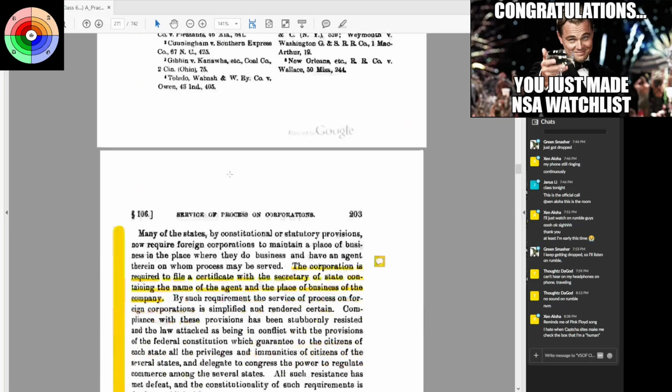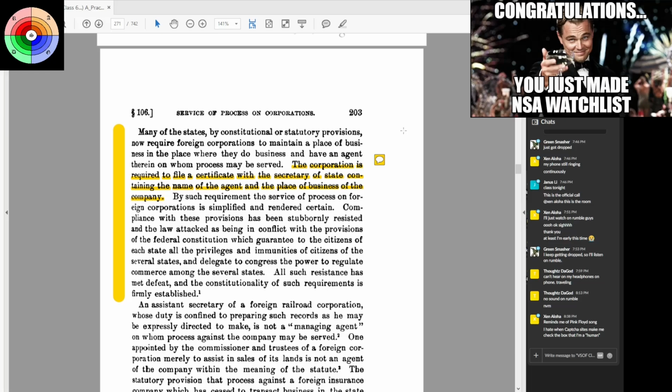Back to the treatise. Next part. Many of the states, by constitutional or statutory provisions, now require foreign corporations to maintain a place of business in the place where they do business and have an agent therein on whom process may be served, as I just formally stated. The corporation is required to file a certificate with the Secretary of State containing the name of the agent and the place of business of the company. So go find them there, known as a registered agent.